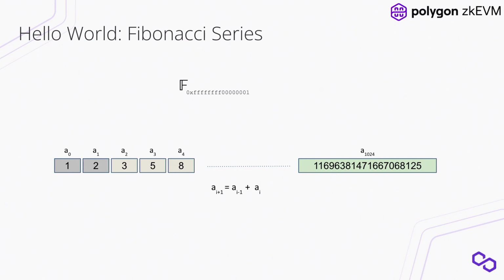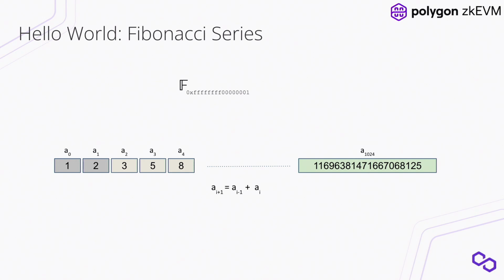And as in any other language, I'm going to explain a hello world, which is a very simple example, but it will allow you to understand how we are building the full system. So we start with a classical example. This comes from the STARKs literature, and it's very classical. It's a Fibonacci series.